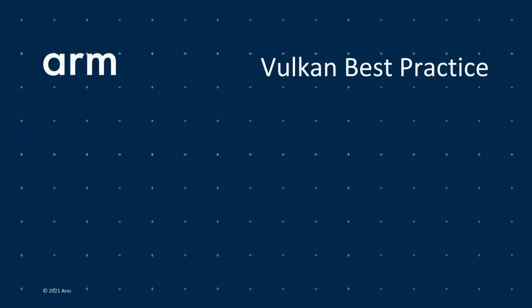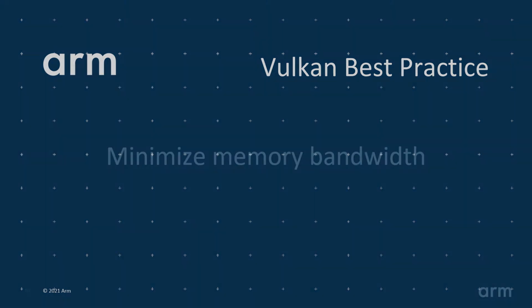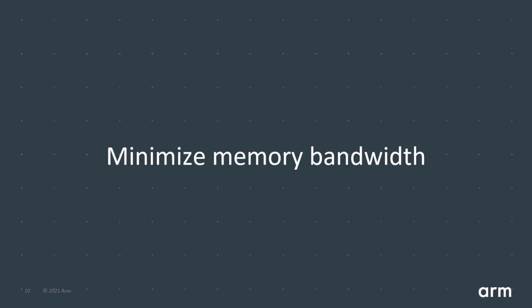Tile-based renderers enable many optimizations that can save bandwidth and in turn power, which is what we need to provide the best user experience. Some of these optimizations are transparent to the user, but some require careful use of Vulkan to tell the GPU hardware all the information it needs to carry out these optimizations. First, we're going to discuss the goal of minimizing bandwidth.